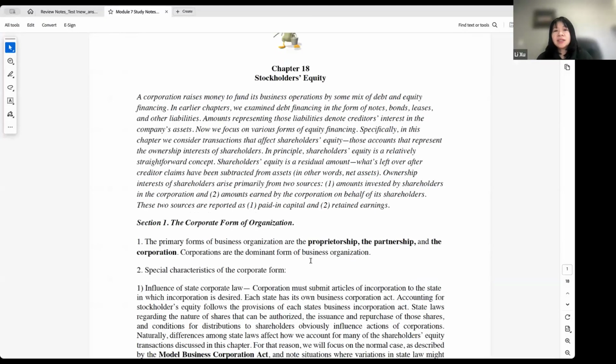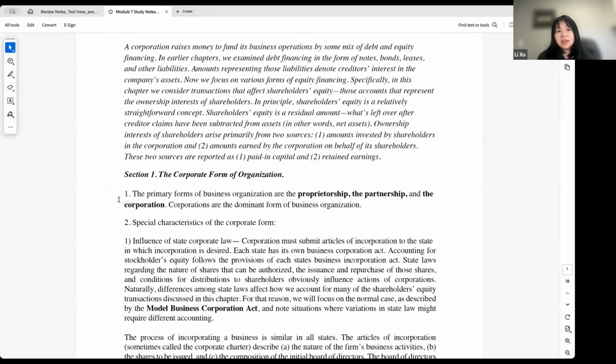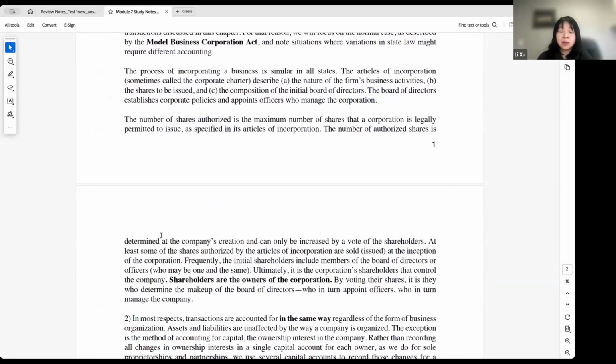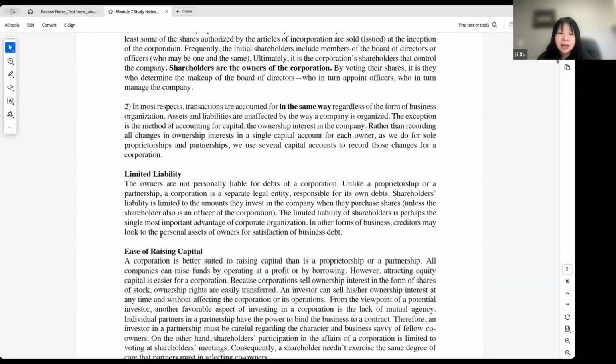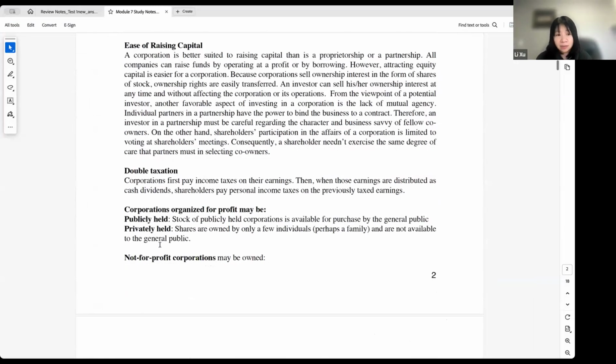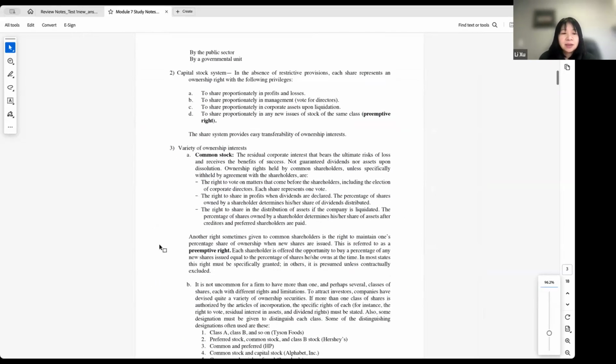Okay, so next chapter, stockholders' equity. Again, like what I said, this is a chapter where you will see a lot of concepts that journal entries come from. Okay, so first example, the basic forms of organization. There are 3 types, and also especially know the advantage of having a corporation versus having a partnership. If you have a corporation, you have limited liability, and you can raise capital very easily, but you also have double taxation. Okay. Just read this, understand the basic difference.